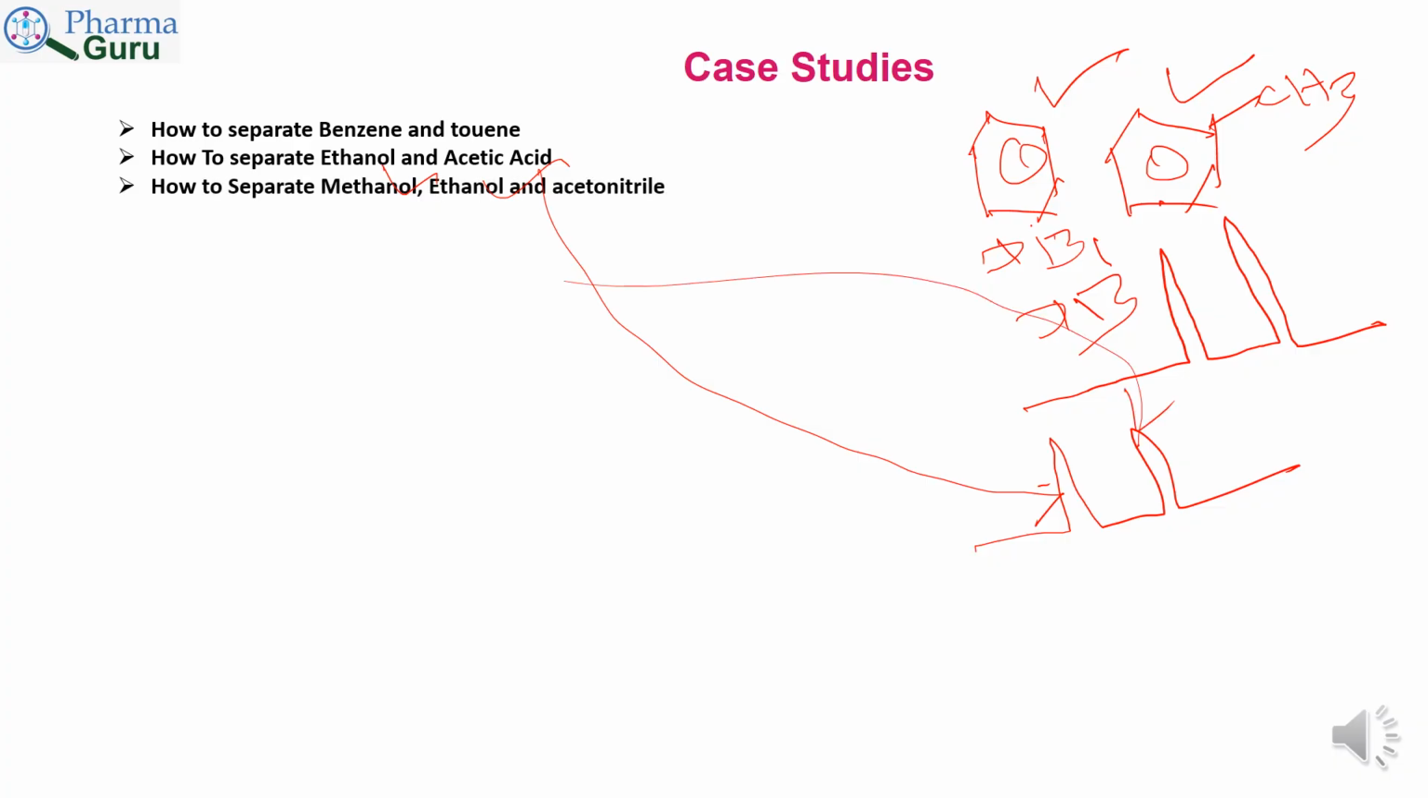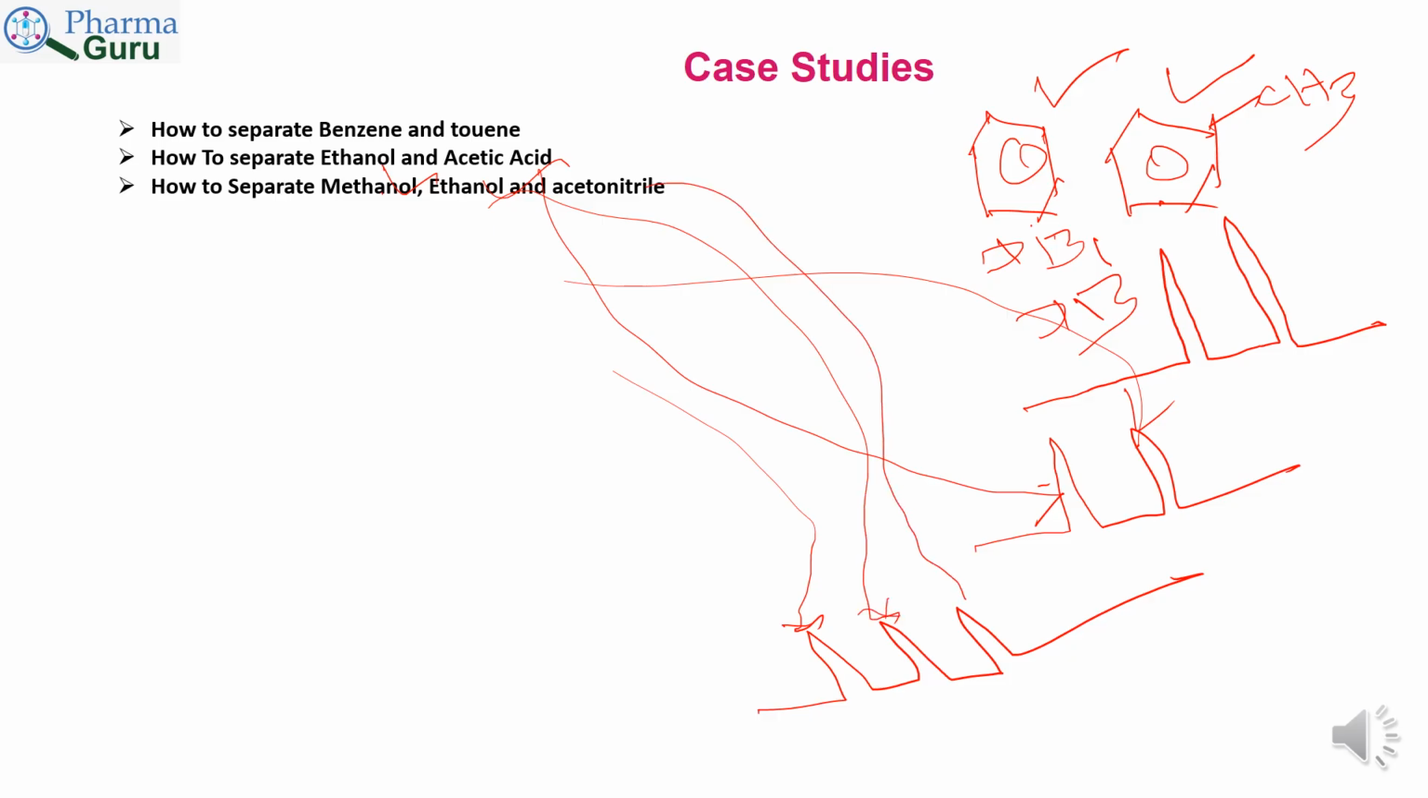How to separate methanol, ethanol and acetonitrile? These molecules have different polarity. You can separate them easily on an intermediate polar column like DB624. First methanol will elute, then after, ethanol will elute, then after, acetonitrile will elute in this column. This is the methanol, this is the ethanol, and this peak will be acetonitrile. Overall conclusion is that based on polarity, we have to select the stationary phase of the GC.